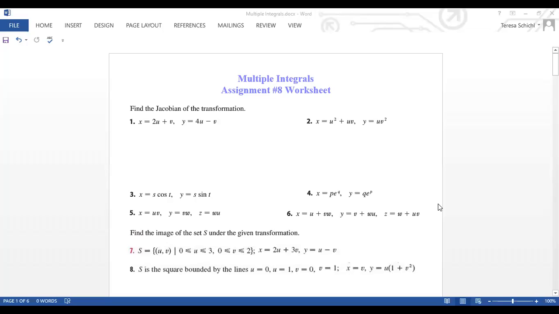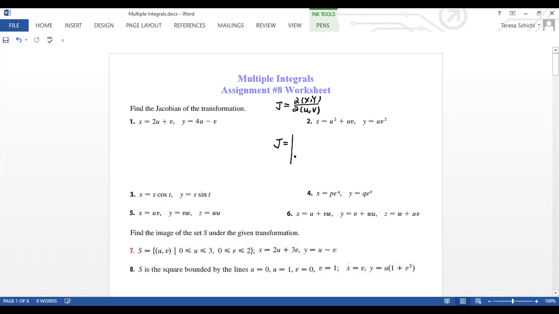The first ones I'm going to show you from the very beginning are some very mechanical ones. Let's take a look at how we do the Jacobians. The Jacobian is defined as ∂(x,y)/∂(u,v). That means you take the partial derivatives of x with respect to u and v, and then you find the determinant. Let's take a look here.